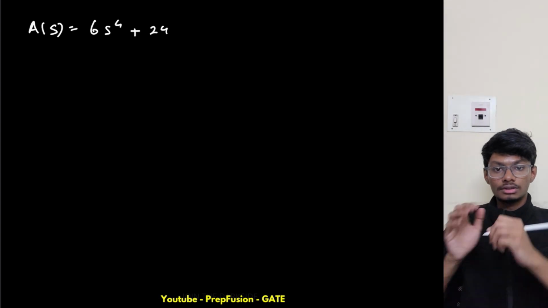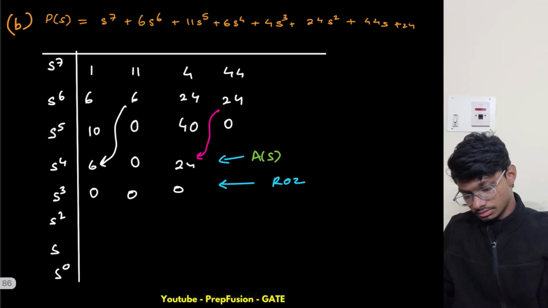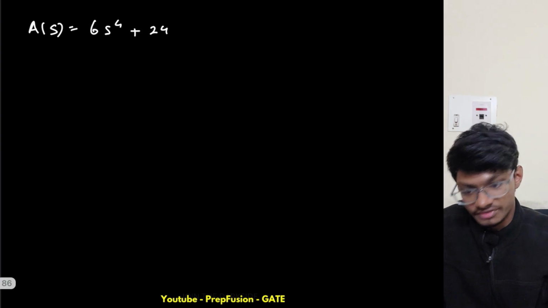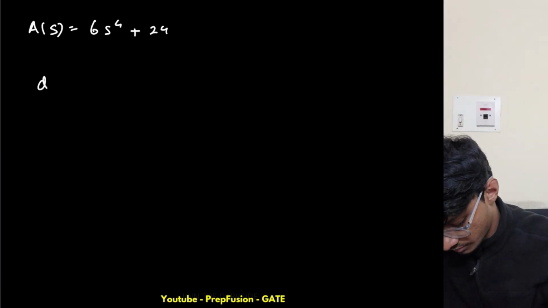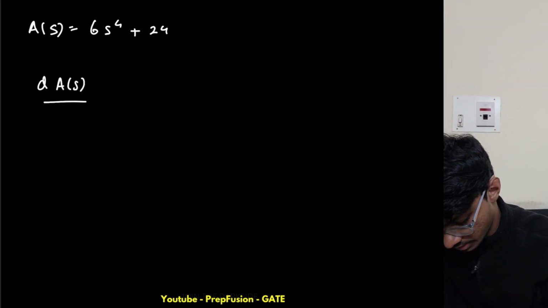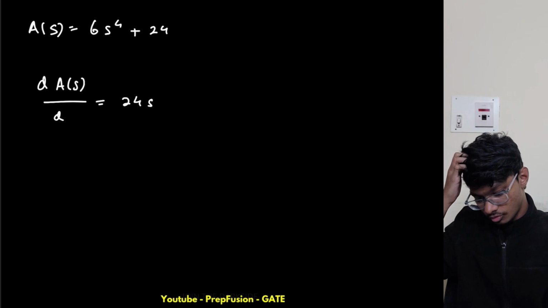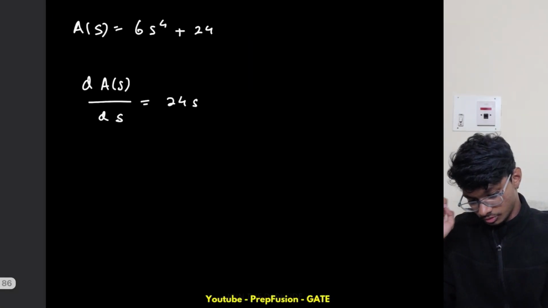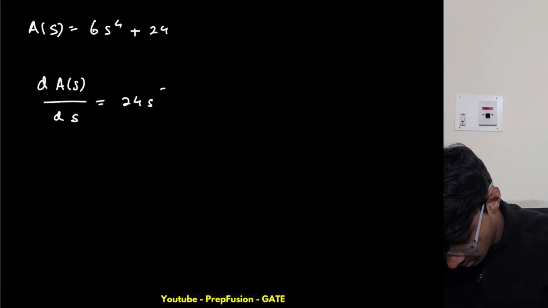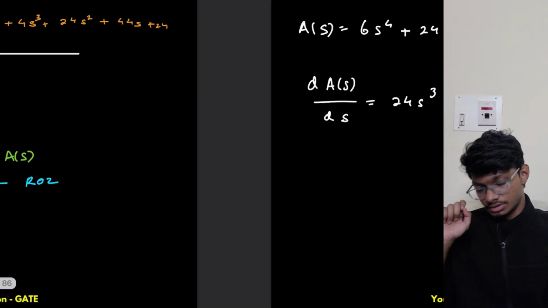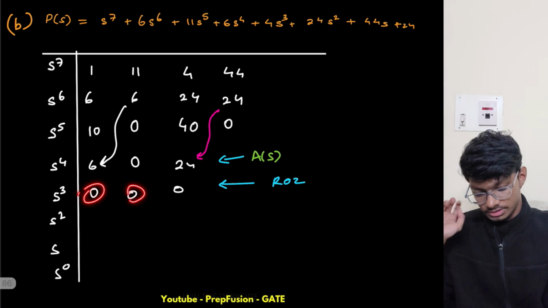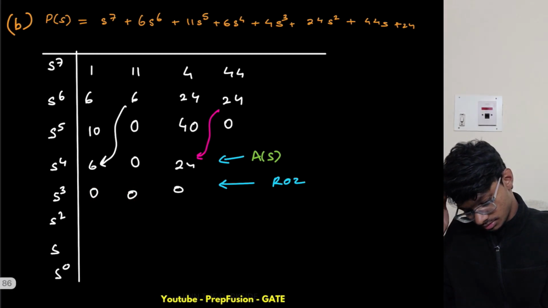Now what will be my coefficients of this row of 0? I will just differentiate this one, right? So if I do the differentiation, dA of s by ds, I get 24s, right? So this is basically my coefficients of this equation. Oh sorry, this is s to the power 3. So here I have 24 and this is 0 only.